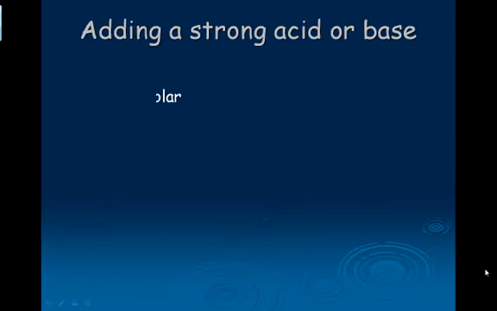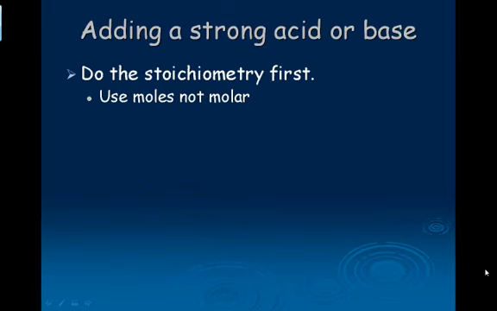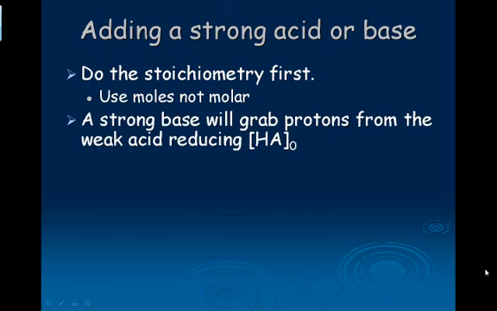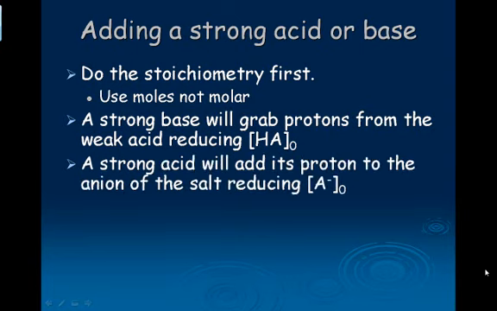Now, what happens when you add a strong acid or base to a buffer? You do the stoichiometry first. So you figure out, with a strong acid, how much of the base it is going to consume, or with a strong base, how much of the acid is going to be consumed. A strong base will grab H pluses from the weak acid, which reduces the amount of weak acid in the equilibrium. So you have a Le Chatelier's situation there, and the strong base is your stress. If you add a strong acid, it will add protons to the anion of the salt, and that reduces the A minus concentration. Again, this is Le Chatelier's principle.